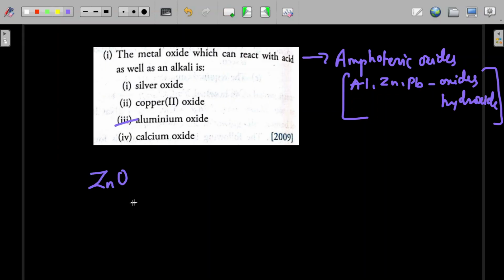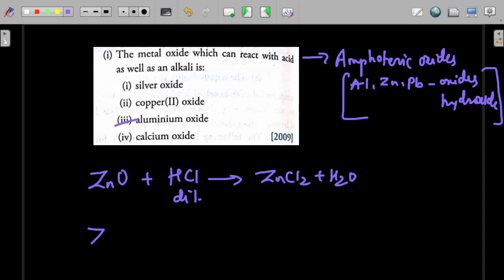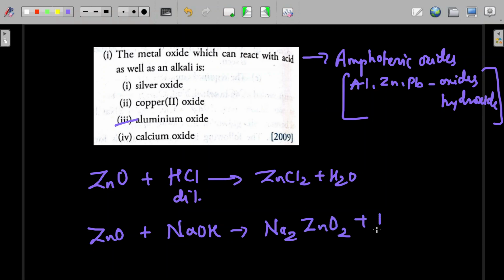Okay, I will give you one example. Say for example zinc oxide. If you bring an acid to it, dilute HCl, it will form salt and water, ZnCl2 plus water. And same zinc oxide, if you bring a base, sodium hydroxide, then also it will form salt and water, but the salt is different, Na2ZnO2, sodium zincate plus water. Therefore, zinc oxide in the first case is acting as a base, in the second case as an acid, right? And in both the cases it is giving the salt and water. Hence we call it amphoteric oxides.